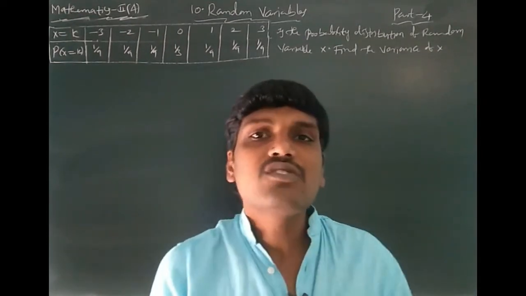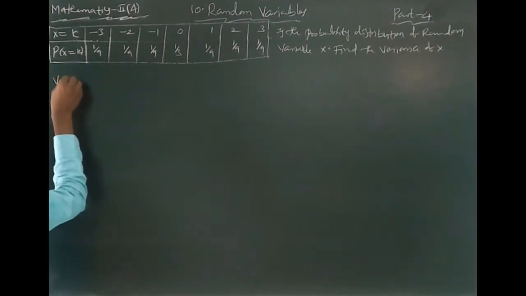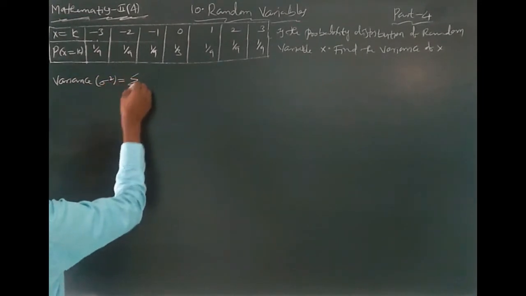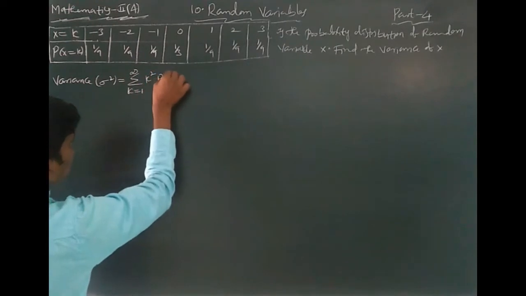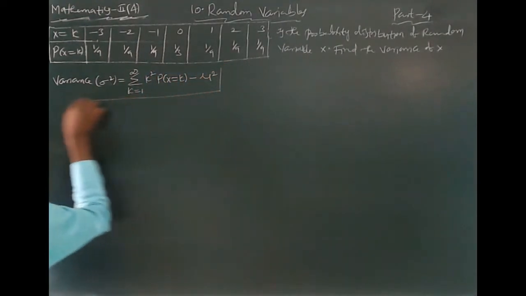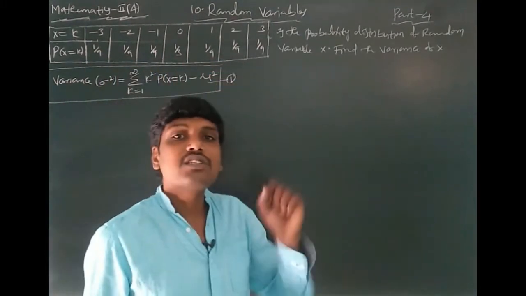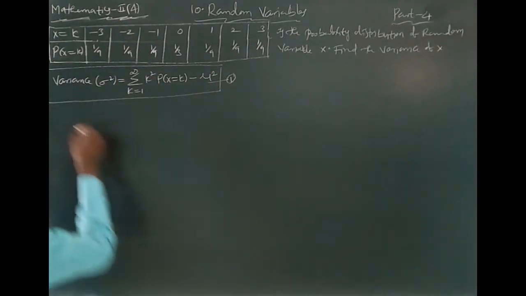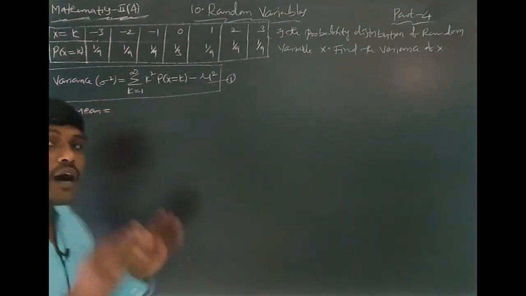What is the variance formula? Variance sigma square equal to summation of k is equal to 1 to infinity k square into p of x is equal to k minus mu square. This is the variance formula. In this variance formula, what is the meaning of mu? Mu is nothing but the mean. What is the formula of mean?